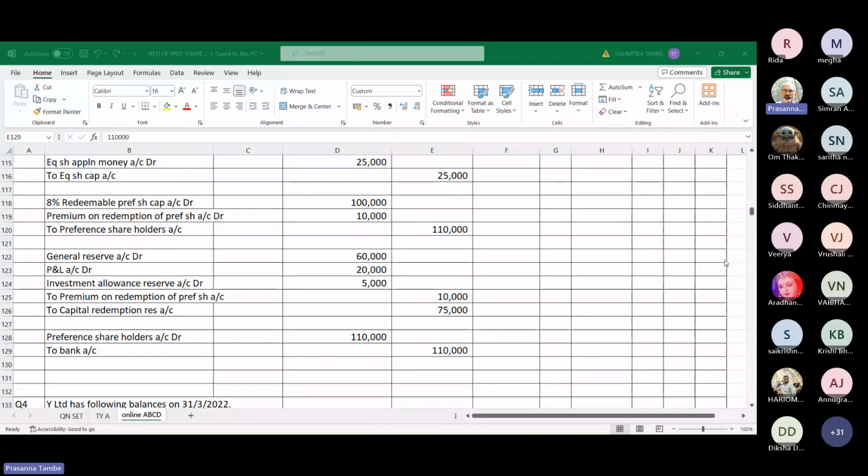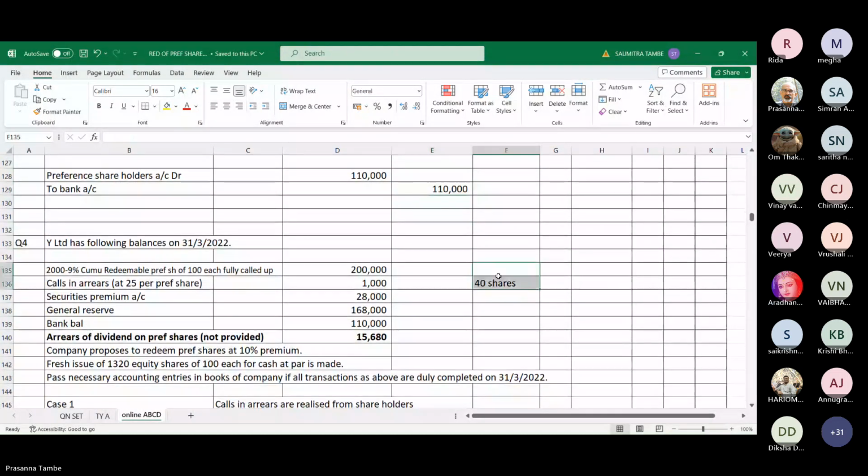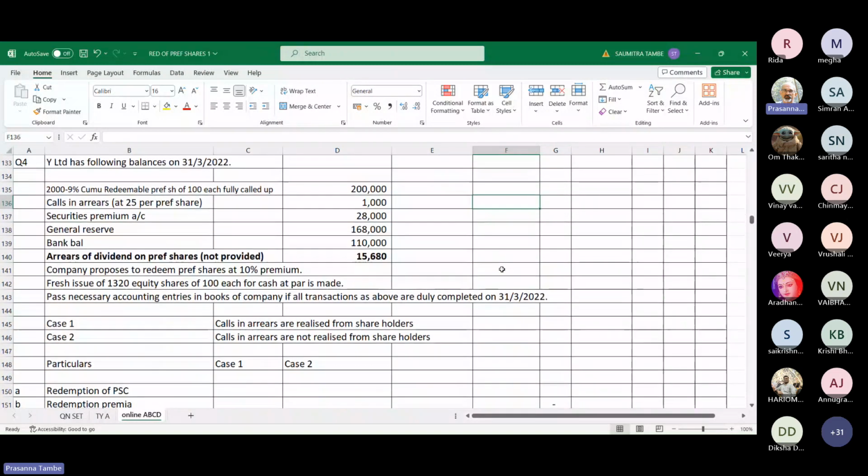Can we go to question number 4? Yes, sir. Okay, fine. Let's read question number 4. You are given balances by Y Limited. There are 2,000 9% cumulative redeemable preference shares of 100 each. These are fully called up, 2 lakh rupees. Then there is an amount of 1000 rupees, which is calls in arrears at the rate of 25 rupees per preference share. Then you have securities premium account, general reserve, bank balance.